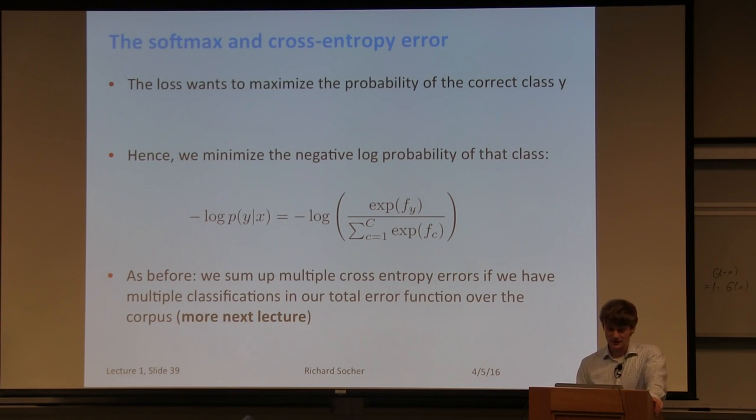All right, now a little bit more notation. Basically here, the loss that we optimize for will maximize the probability of the correct class y. And so intuitively, we often minimize the negative log probability of that class.